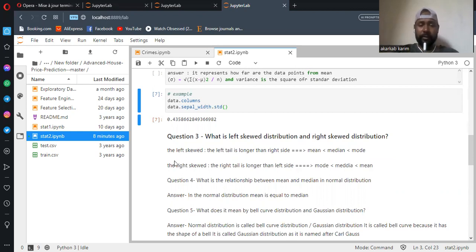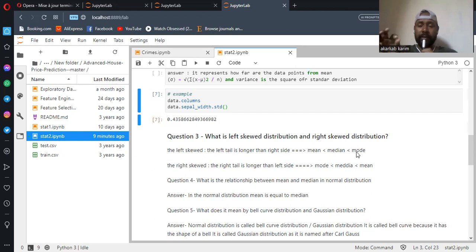Well, in this case, for the left skewed, the left side is longer than the right side. Statistically, the mean is less than the median, which is less than the mode. When we see a distribution like that, we see the extremes. I mean, the left side and the right side are different. In the case of left skewed, the tail of this curve on the left side is longer than the right one.